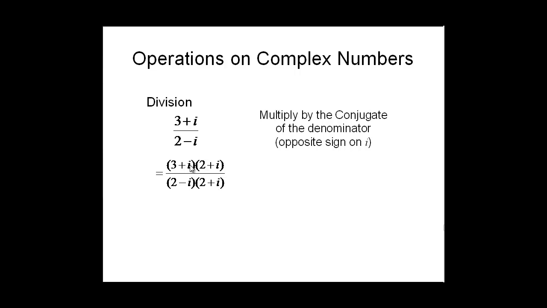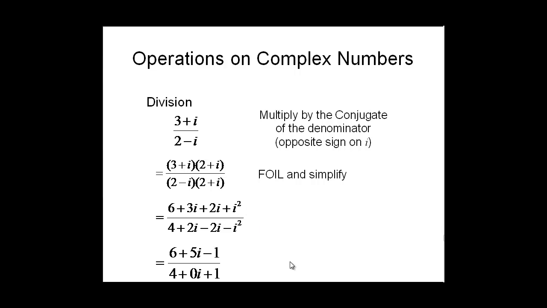So you multiply the top. 3 times 2 is 6, 3i, 2i, and i squared. And on the bottom, 4 plus 2i minus 2i minus i squared. Then we convert our i squareds to negative ones. So it's 6 plus 5i minus 1, over 4 plus 1. And then when you clean that up, 5 plus 5i over 5, and you can take a 5 out of all those. This is 5 over 5, which is 1, 5 over 5, which is 1, and that will simplify to 1 plus i.